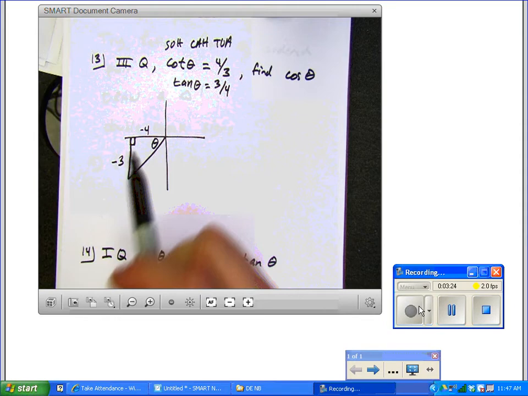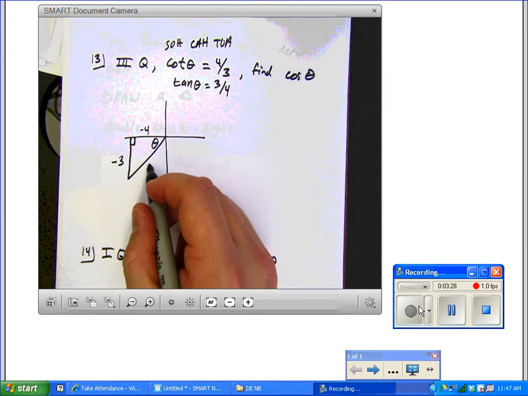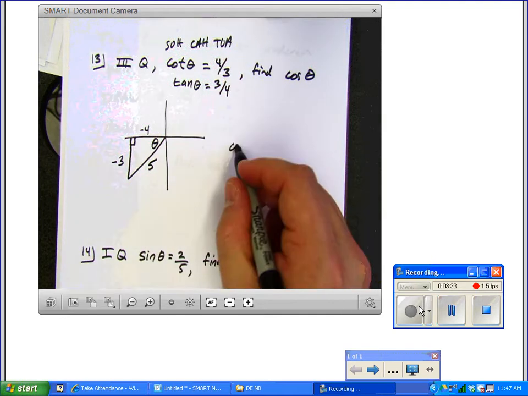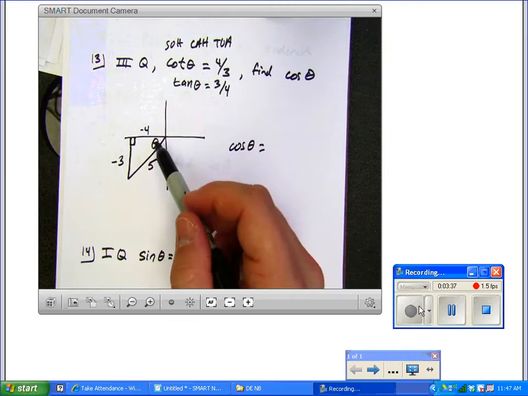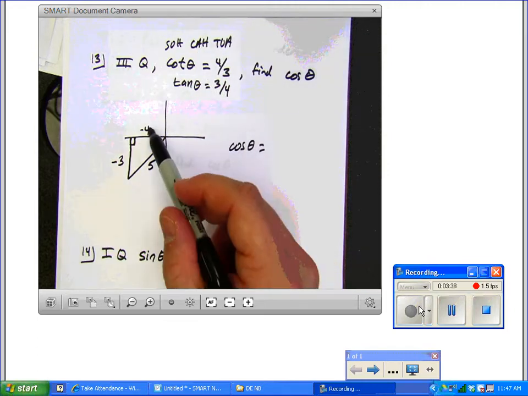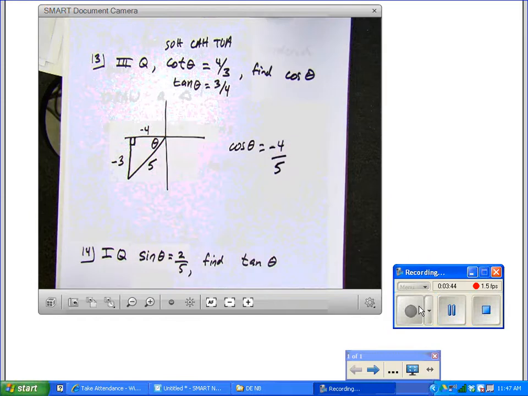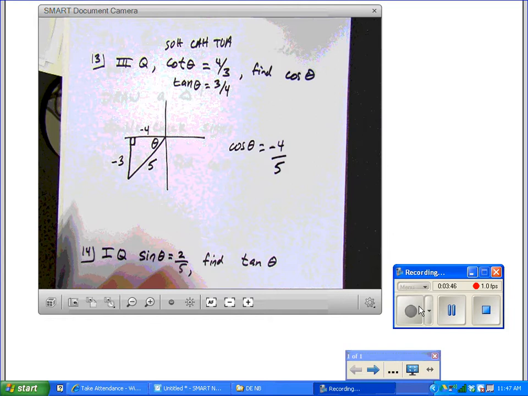Now this is another triple. This will be 3, 4. The hypotenuse by the Pythagorean theorem would be 5. And now I can find the cosine here. So cosine of theta, cosine is adjacent over hypotenuse, so that would be -4 over 5. A lot of people that missed this here just put 4 over 5 because they didn't fix those signs right there. Now we can check it this way too.